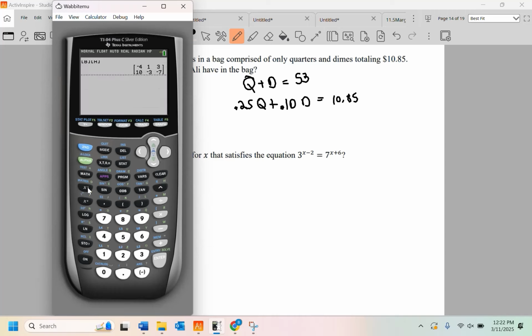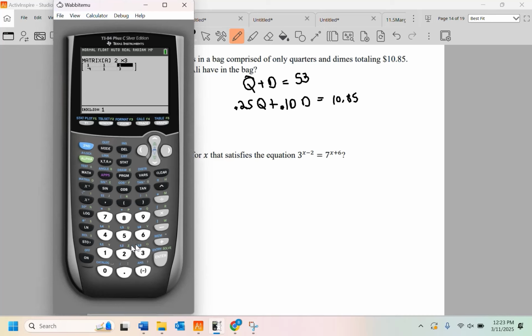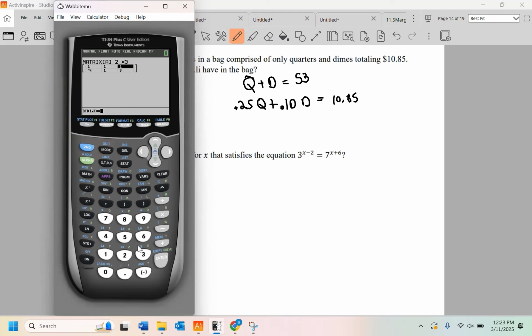Let's see here, we're going to go to second matrix, edit. A 2 by 3 will work. 1, 1, 53. 0.25, 0.1, 10.85. And we're going to just go quit. Been a while since I've done this. Second matrix math. Scroll on down to double REF, which is 2 below, good old cum sum right there. Second matrix A, press the enter key, and there we go.